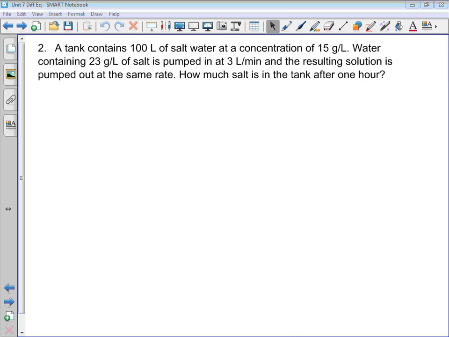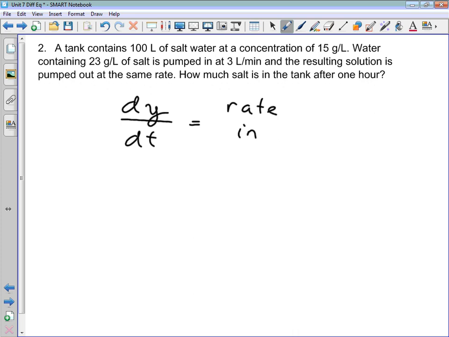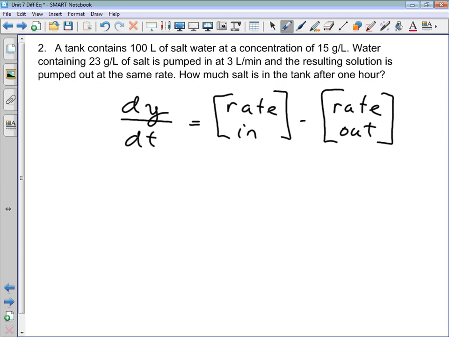So what we need to remember here is that in mixing problems, we are always going to model this as this basic differential equation: dy/dt, which is the amount of something, is going to be the rate at which that something is going in minus the rate at which that thing is flowing out. And the thing that we are interested in this example is the amount of salt.